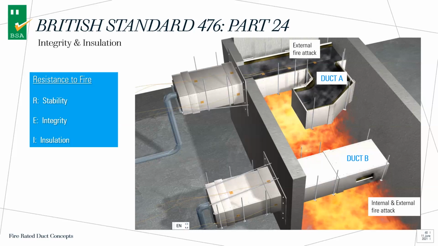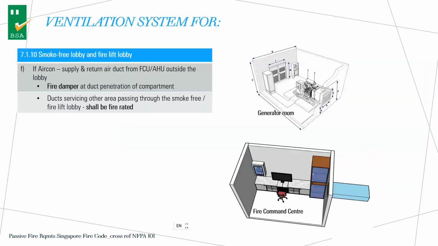And the same requirement of REI also applies here. R means stability: the duct cannot collapse. E is integrity: no gaps and cracks. And I is insulation: it doesn't exceed the maximum temperature of 180 degrees, or 140 degrees average. So for that, it's also REI.